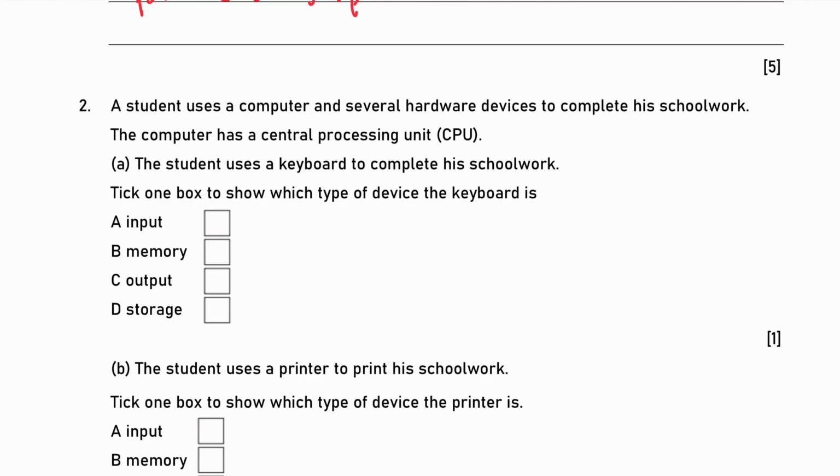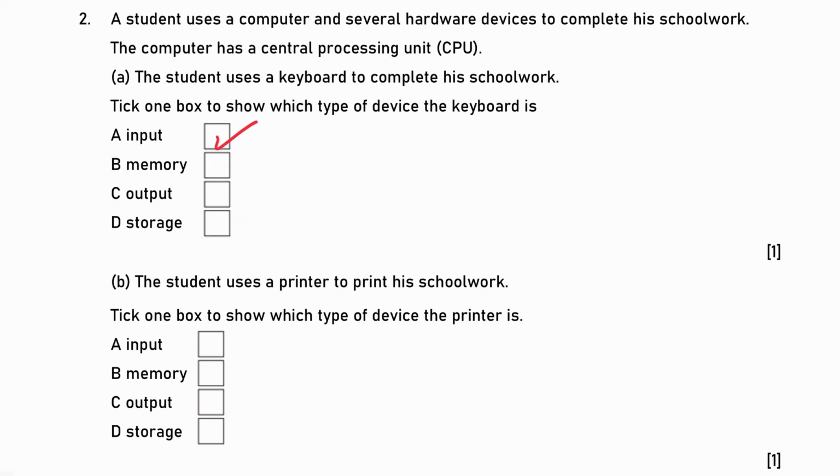So this is fairly simple, guys. The topic clearly states input, output, and sensors. So you should know that a keyboard is an input device and that a printer used to print things is an output device. So really easy, and that should be a guaranteed 2 marks in the exam.